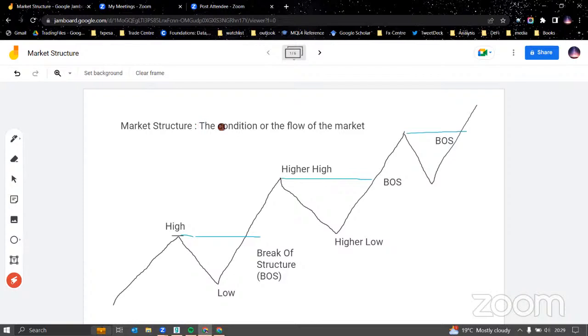Remember, we define market structure as the condition or the flow of the market. So if you're going higher, that's the character. It only changes when you stop seeing higher highs and higher lows.